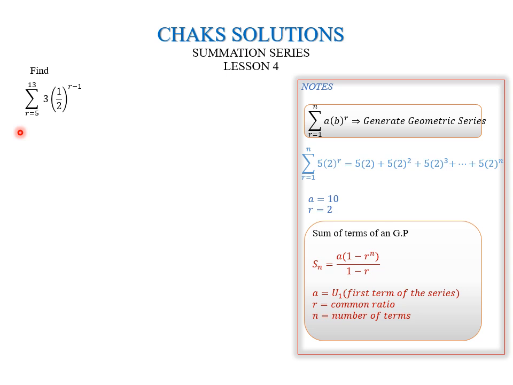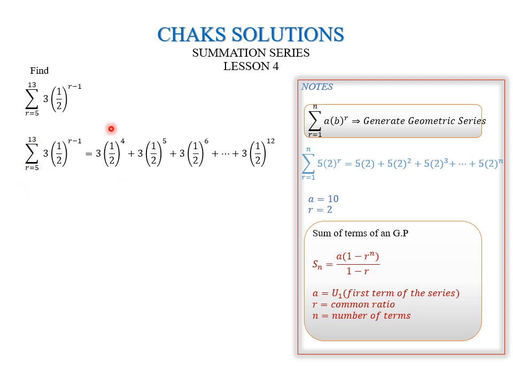Find the summation from r equals 5 up to 13 of 3 times half to the power r minus 1. So here it's a function or a generator which will generate the geometric series. Let's go to the series here, from r equals 5 up to 13. When r equals 5, we get the first term of the series per this question. Then when r equals 6, we get the second term. When r equals 7, we get this term. Then when r equals 13, we get the last term.